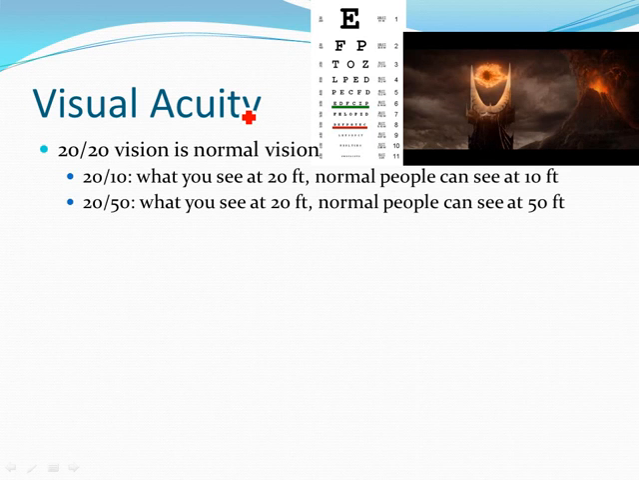People with 20/50, on the other hand, what normal people can see at 50 feet, you can see at 20 feet. Does that make sense? So normal people can see it a lot further, while you need to be closer up, to 20 feet, to see it.